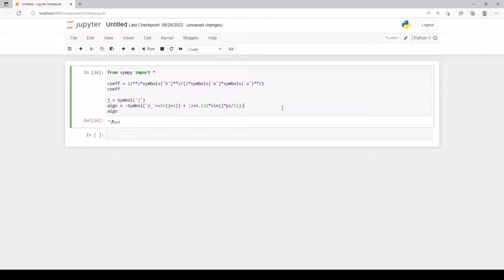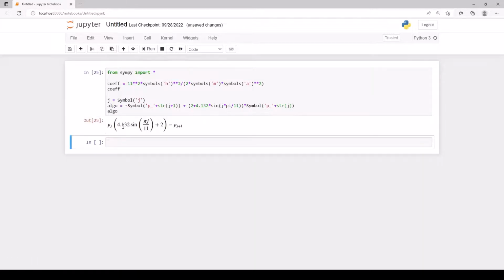And then this whole thing is multiplied by the symbol psi underscore, this time it's just j. So if I write this out, now we have this term: 4.132, which is 500 divided by 11 squared, and then sine of pi j divided by n plus 1, which is 11. And then we're adding 2 as well. And then finally, we're subtracting the symbol psi underscore, this time j minus 1 instead of j plus 1. If we write this out fully, we should have everything.